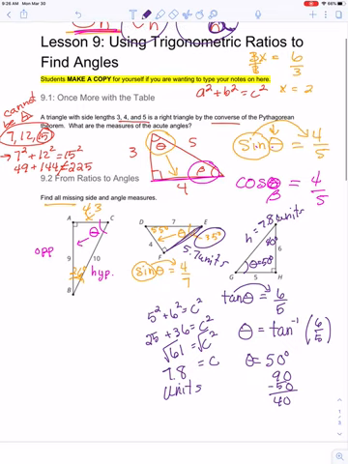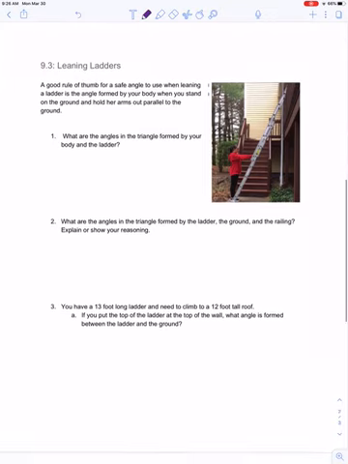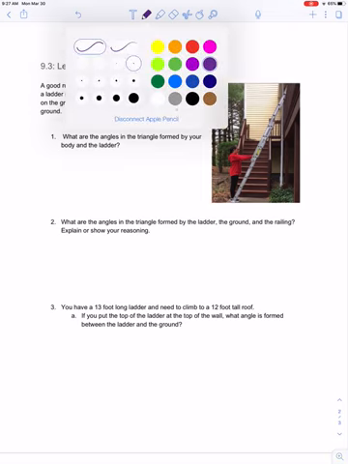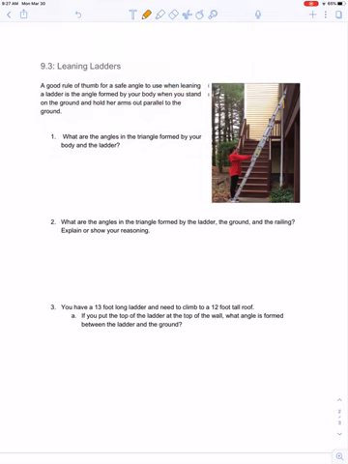All right. So let's move on to this next one. And this is not my favorite lesson right on this one. It's not terrible. Sometimes it just gets a little bit confusing, I feel like, until you put actual values to it. So a good rule of thumb for a safe angle to use when leaning a ladder is the angle formed by your body when you stand on the ground and hold your arms out parallel to the ground. So what are the angles of the triangle formed by your body and your ladder? So if you look at this picture, we're forming this triangle right here with our ladder.